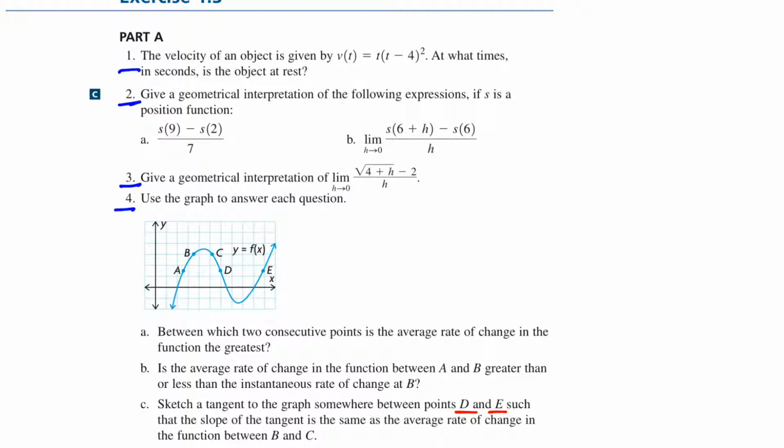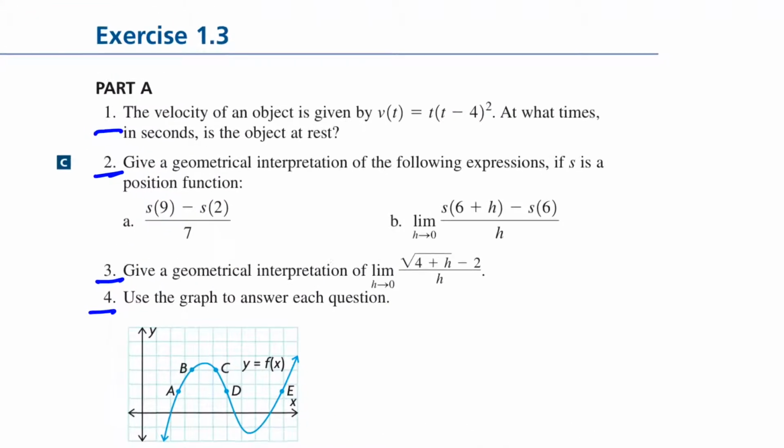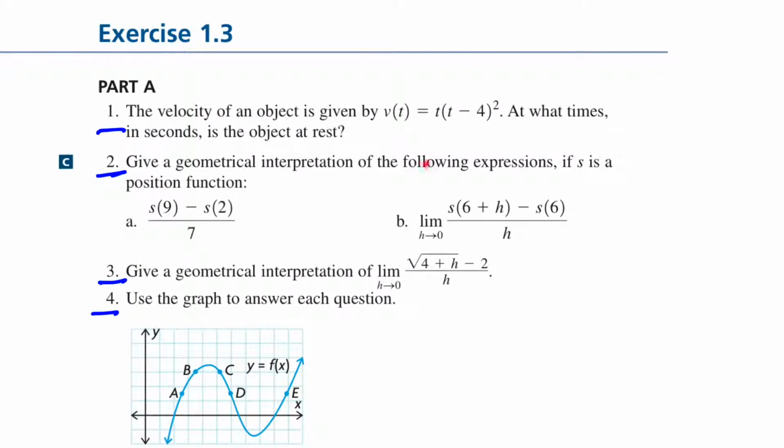Question 2. Give a geometrical interpretation of the following expressions, if s is a position function. Part A, (s(9) minus s(2)) divided by (9 minus 2). It is the slope of the secant line, average velocity, between t equals 2 and 9.